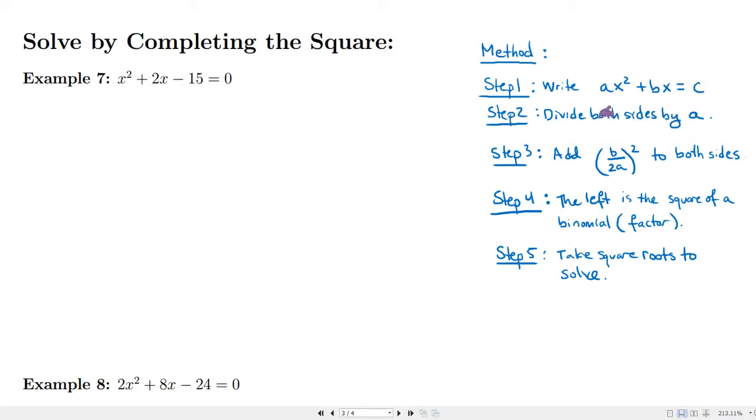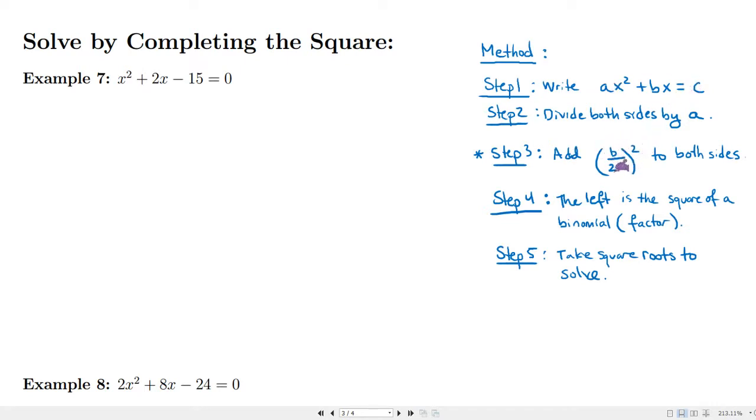Then what you have to do is divide both sides of the equation by a. In this first example, a is 1, so if a is 1, then you can just skip that step. And then here is the step that makes everything really work. You're going to take whatever the coefficient of the linear term is, take half of it, divide by 2, then square it, and add that number to both sides of the equation.